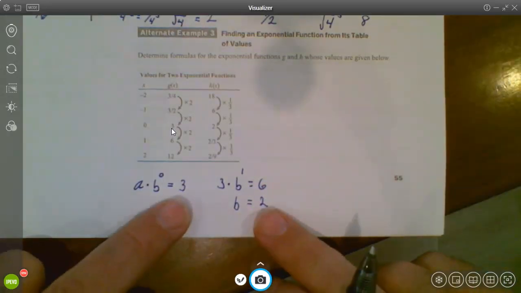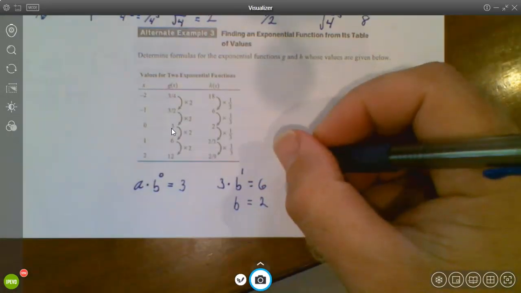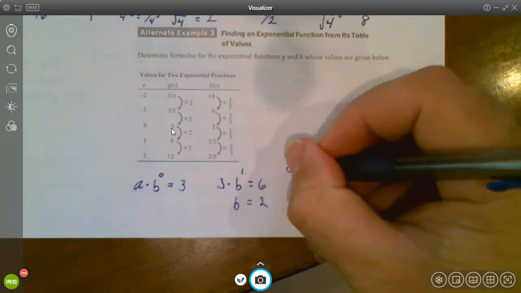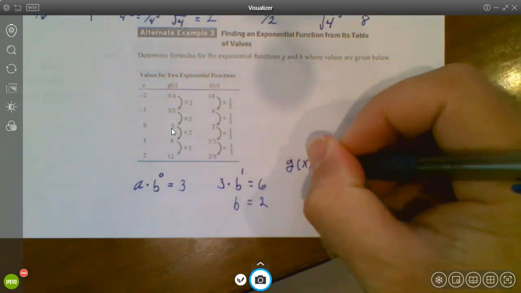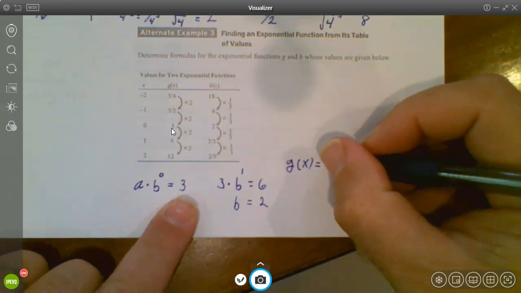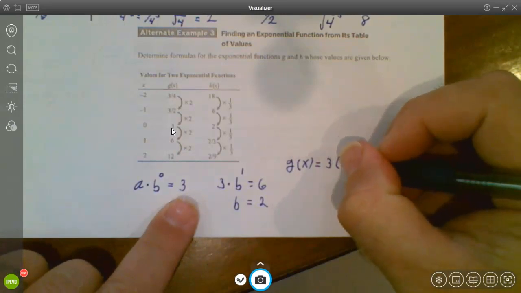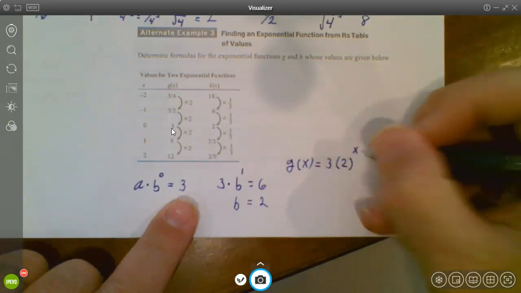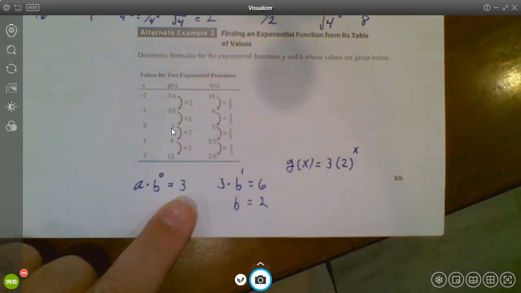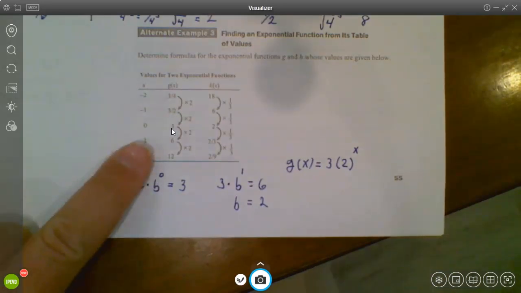And so once I know those two key numbers, I can say, okay, so the general function for g of x was 3 as my leading coefficient, 2 was my base, and we leave x as our variable. And so that's all we have to do. So we look at the correct numbers, it makes figuring those out pretty easy.